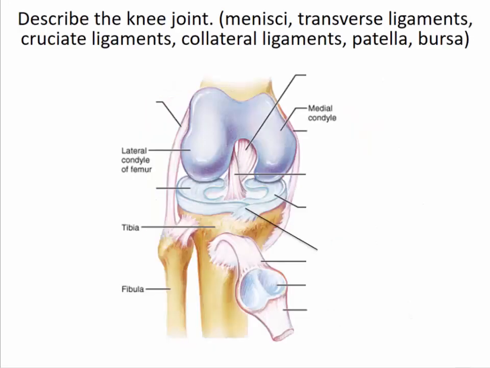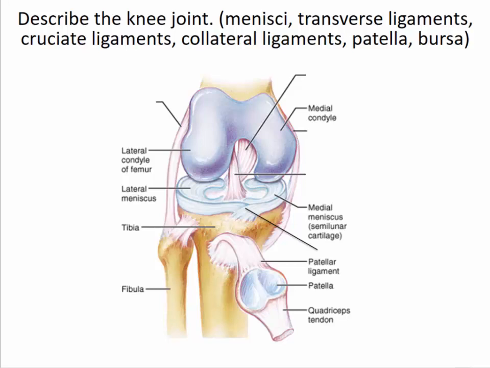To get our bearings, we have the femur at the top, we have the fibula on the left side, the tibia on the right side of the lower leg. Then on the femur, we have the lateral condyle and the medial condyle. Here we have the patella. So you can see that the patellar ligament runs from the patella down to the tibial tuberosity that we mentioned earlier. We have the quadriceps tendon here that runs from the patella up to the quadriceps, the muscle of the anterior leg. Here we have the lateral meniscus and the medial meniscus.